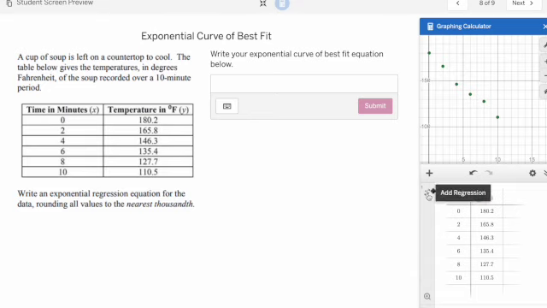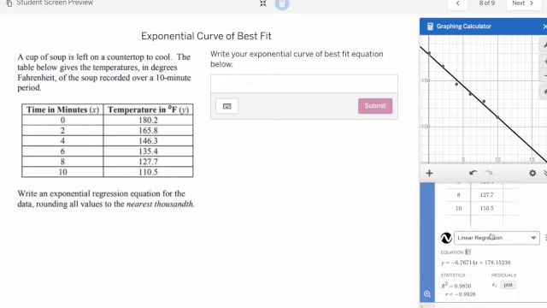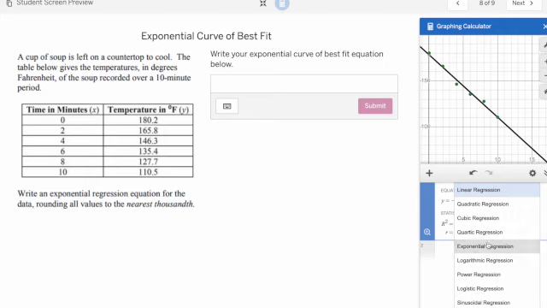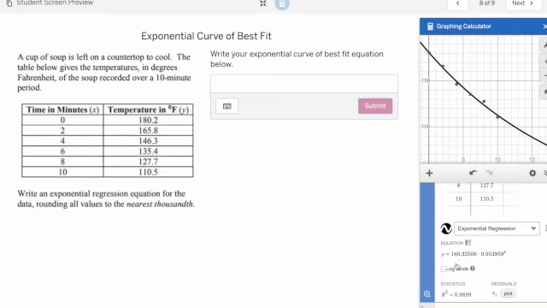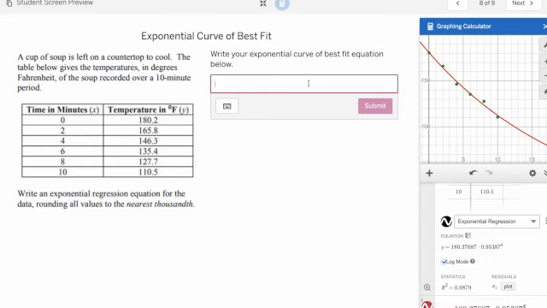So we'll click the Add Regression button. We're going to switch to exponential. We're going to press log mode. And you can see the r-squared value is 0.9879, very high. So this right here, if I press export, this is the exponential best fit equation.